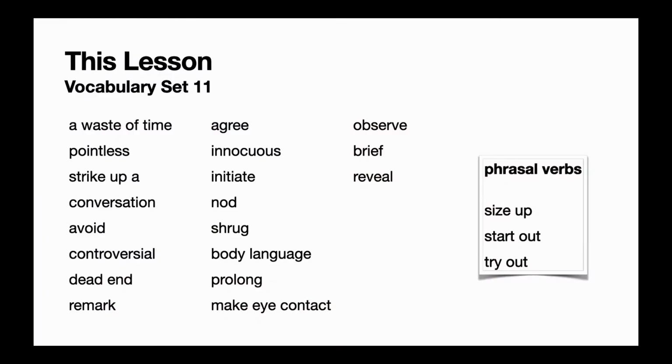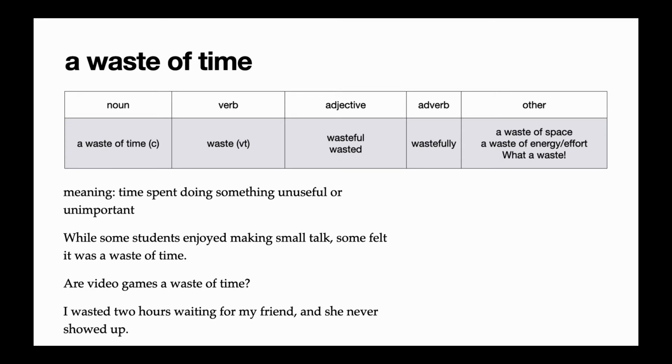Here's the vocabulary set from this lesson. We have 19 words and phrases and 3 phrasal verbs. Our first phrase is a waste of time. This is a noun phrase that means time spent doing something unuseful or unimportant. Not useful or not important.